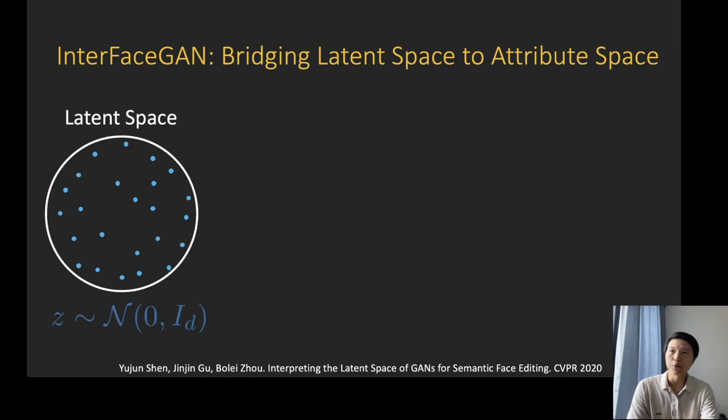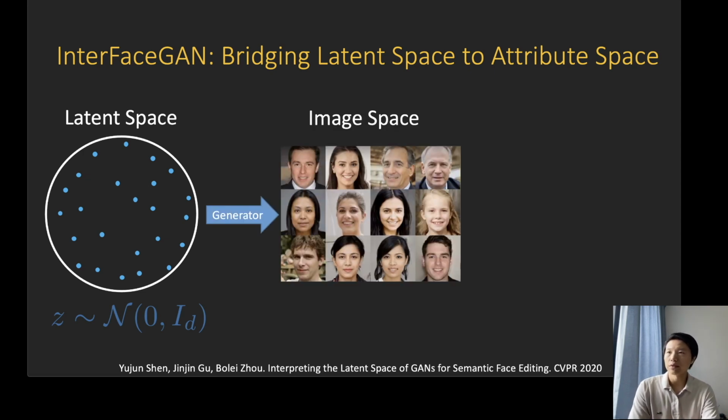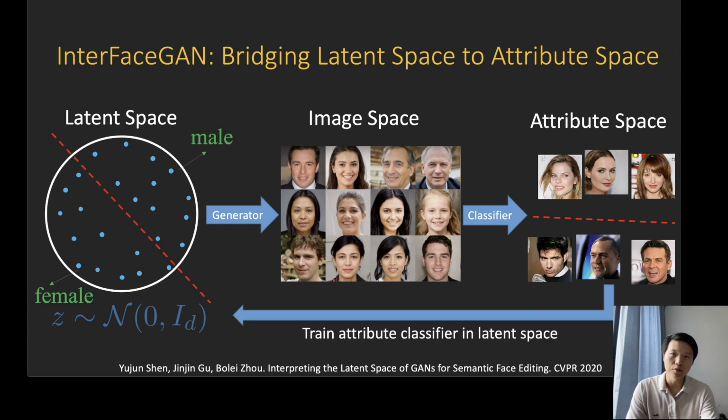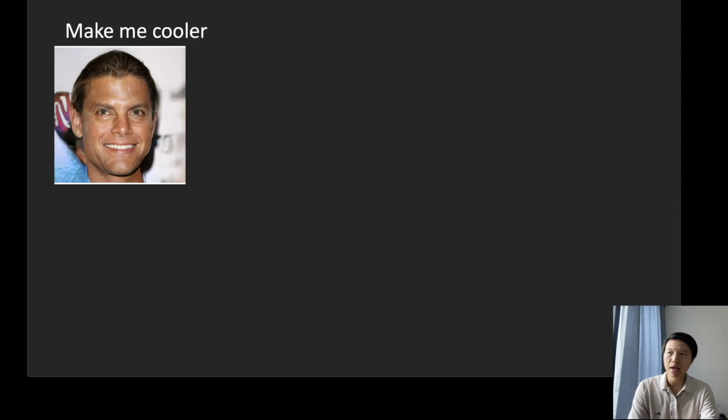It's a technique to bridge the latent space to the attribute space. It's actually similar to the previous HiGAN work. Basically we have this latent space. We can sample a lot of points and throw them into the generator. Then we have this image space. Then we can apply some off-the-shelf classifier that gives us attributes. For this particular example, it classifies into male and female. Then we can use these predicted labels as ground truth labels and train classifiers in the latent space. Then we have this boundary in the latent space. Then we can change the latent code.